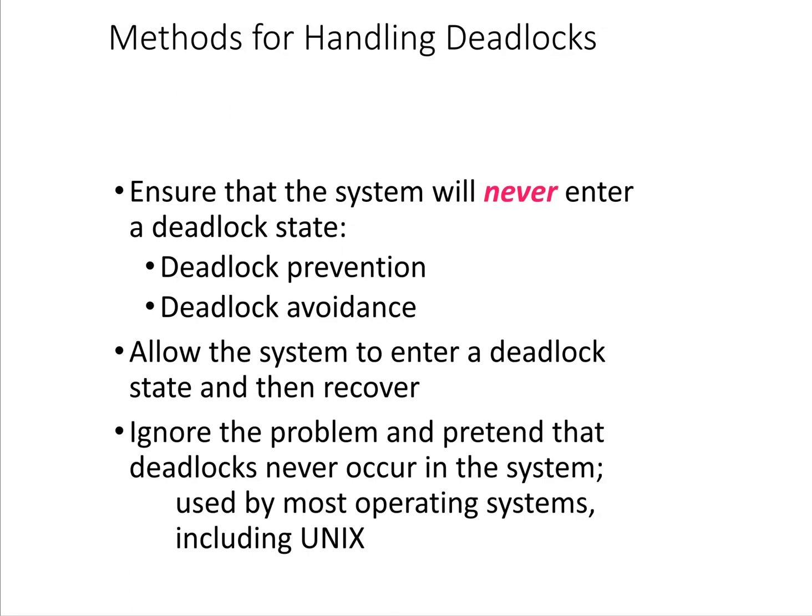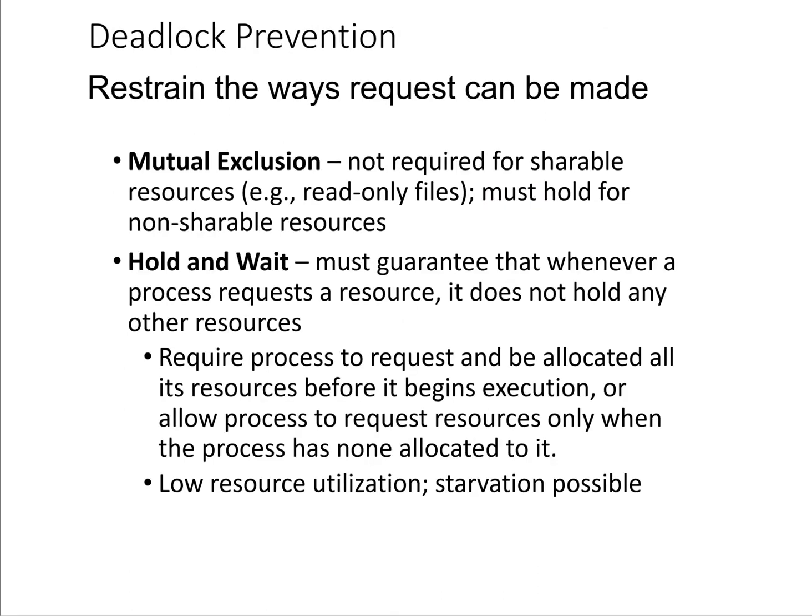There are a couple of different methods for handling deadlocks. First, ensure the system will never enter a deadlock state, and the way to do this is by prevention and avoidance. Another approach is to allow the system to enter a deadlock state and then recover. And third is to ignore it. Pretend the problem doesn't happen, and the user will just have to kill one of the processes when it goes bad. So how can we prevent a deadlock?